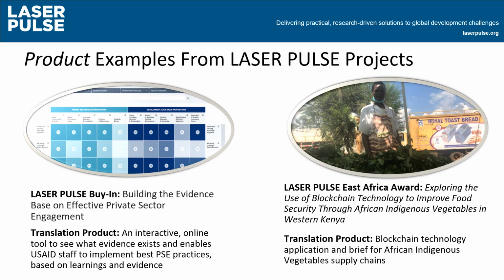At Laser Pulse, we see a variety of policy briefs and training guides, but also more unique approaches to translation products. In building the evidence base on effective private sector engagement, our colleagues developed an interactive online portal called an evidence gap map, where users can see but also contribute to what evidence exists about best practices for engaging the private sector. In Kenya, one team you saw earlier adapted a blockchain technology mobile application for African indigenous vegetable supply chains and paired it with a brief to deploy to government to inform Kenya's agriculture growth strategy.